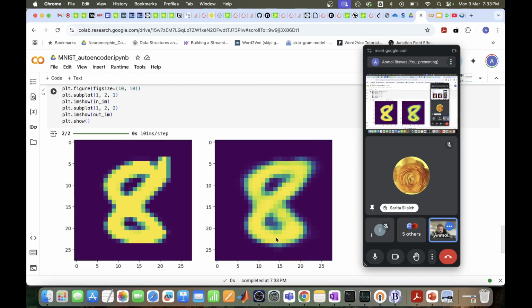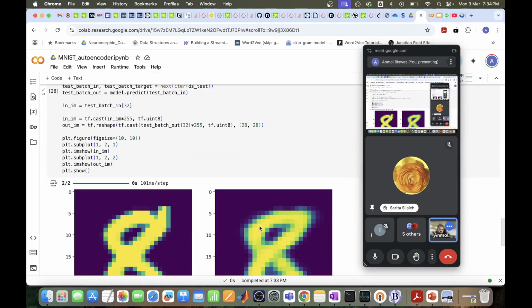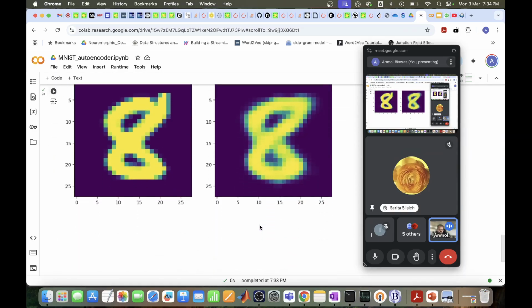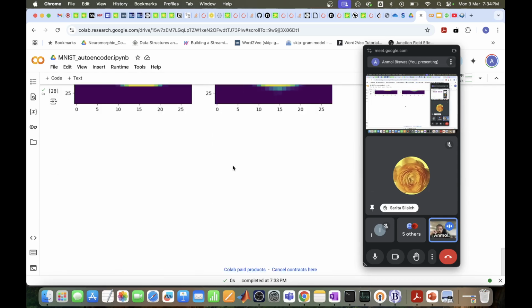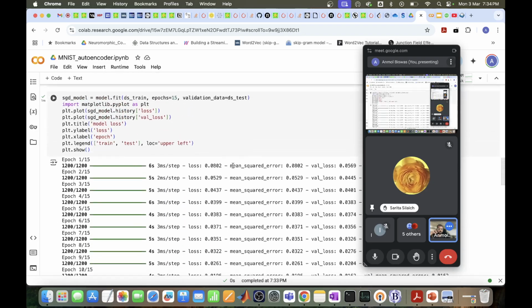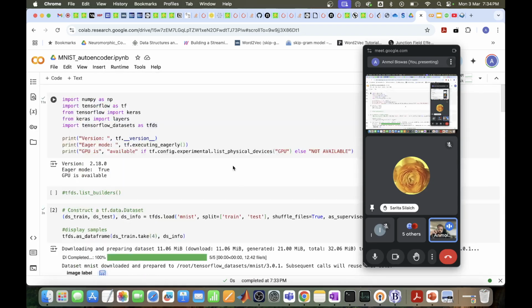So this is the original input, this is the autoencoder output, which very closely resembles the input, right? So this tells you how redundant the information in the actual data is, how you can compress that and still get outputs that are very close to whatever you're trying to generate, right? So this is autoencoders.